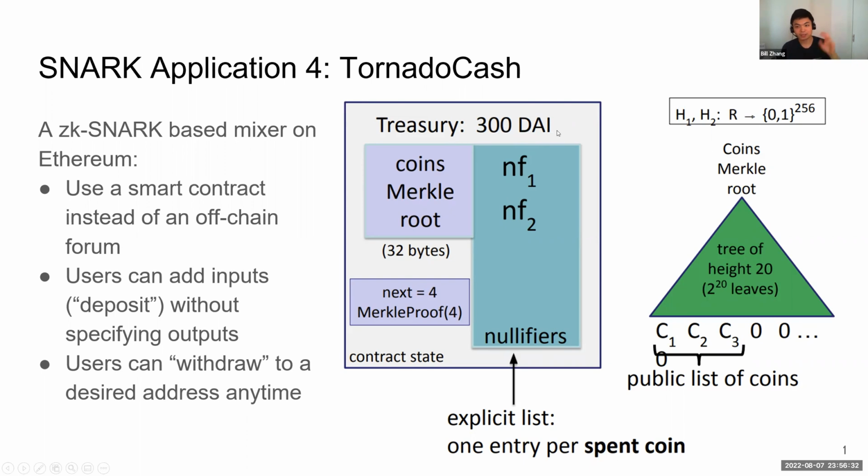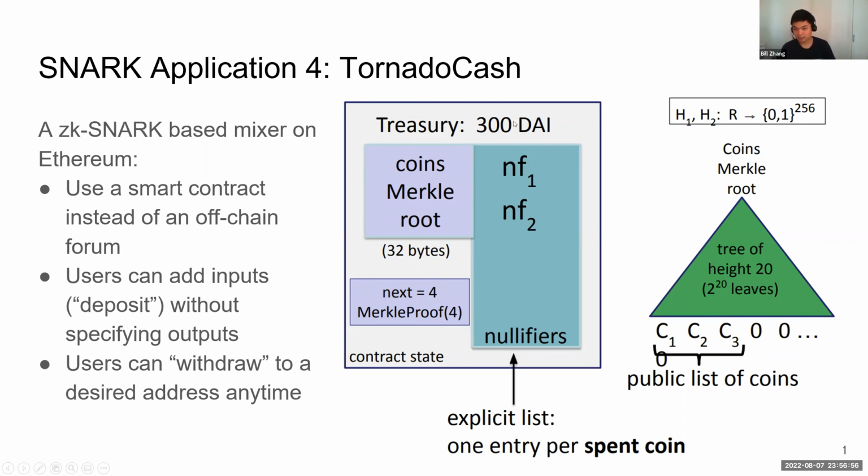The treasury stores how much DAI is in the contract right now. It's going to store the coin Merkle root, which is 32 bytes. It's just going to store the Merkle root, just like Zcash did. It's going to store an explicit list of all the nullifiers that have been sent to it, which is one entry per spent coin. And it's going to store a few pieces of metadata that are important, which is the next spot on this Merkle tree, and the Merkle proof for the next spot on the tree.